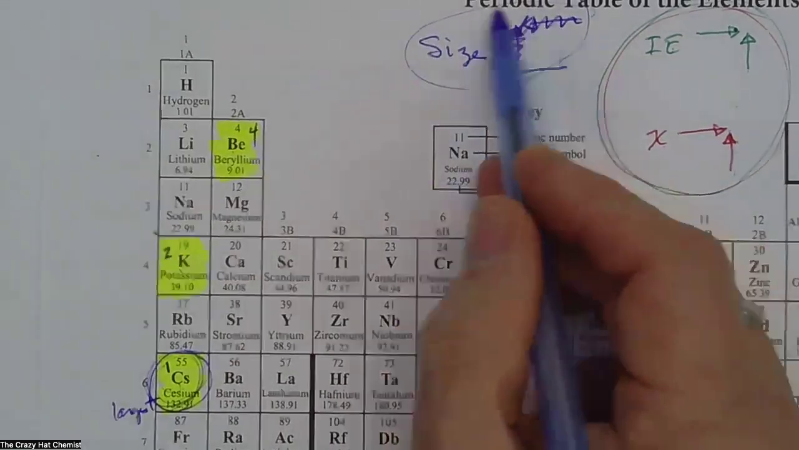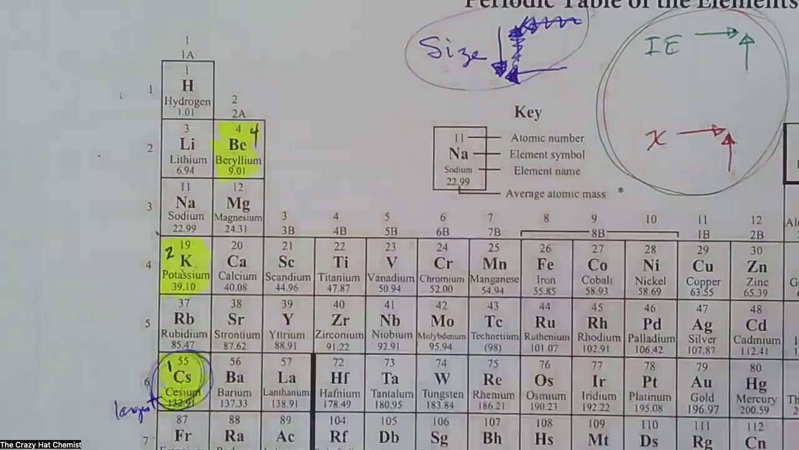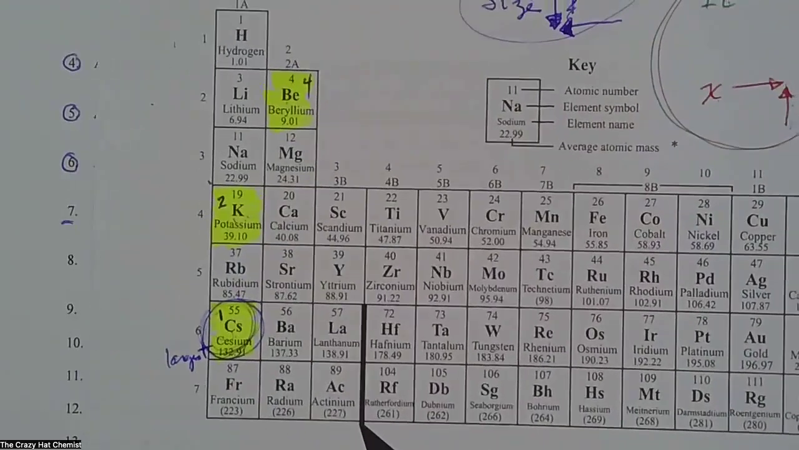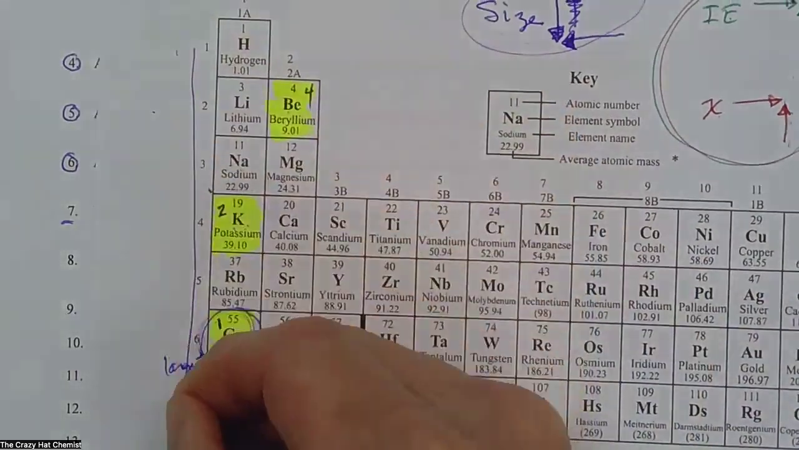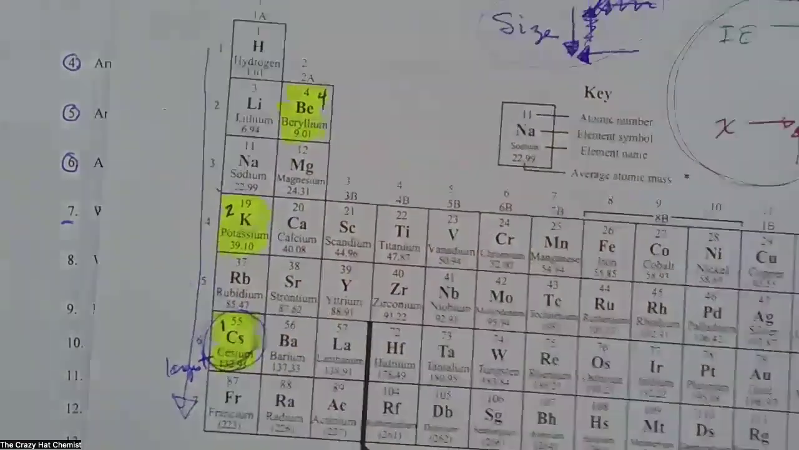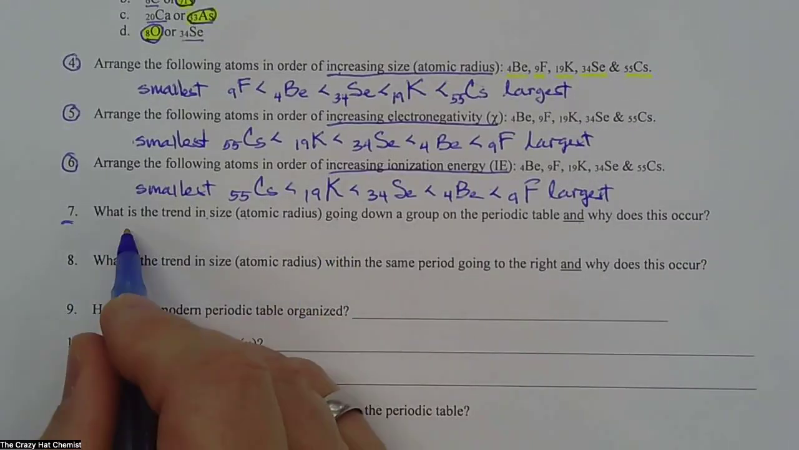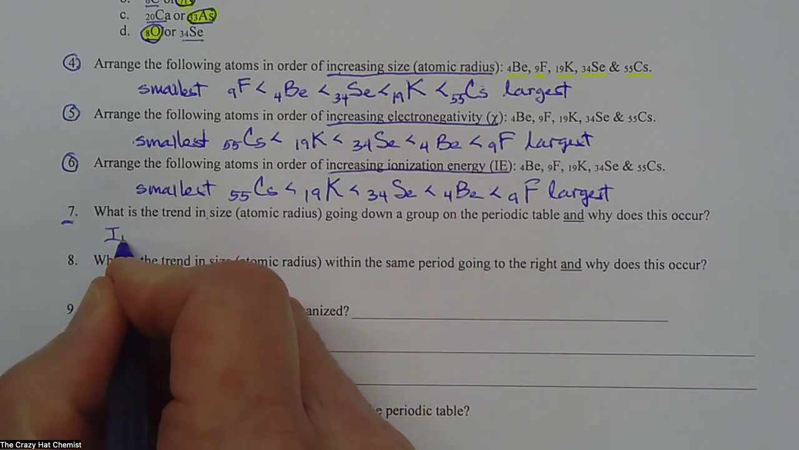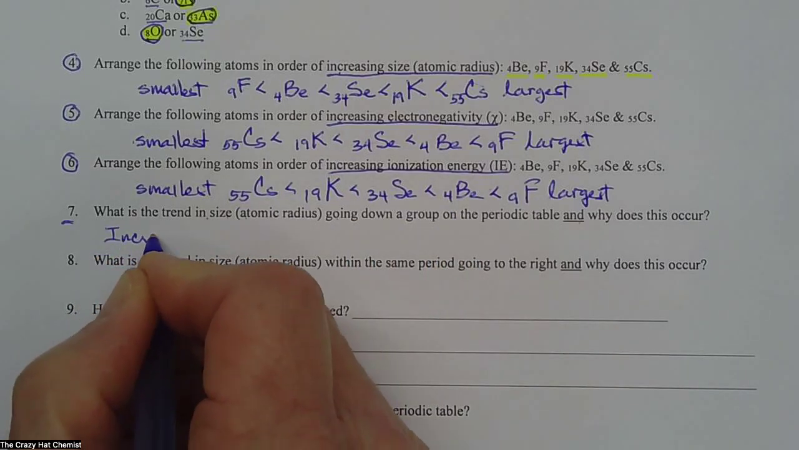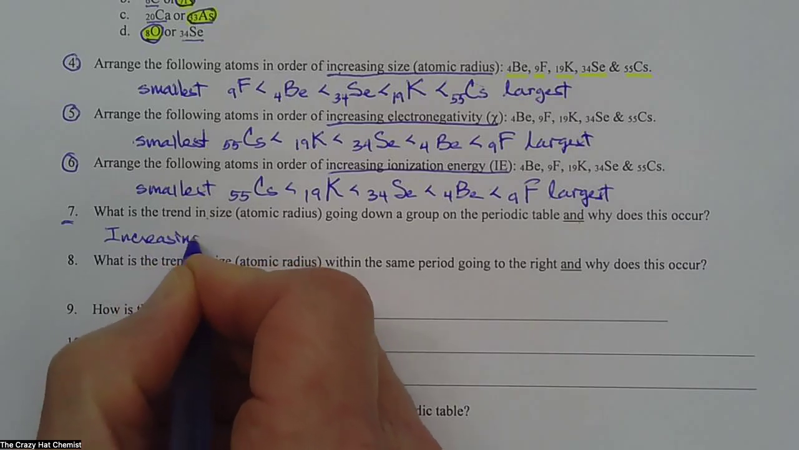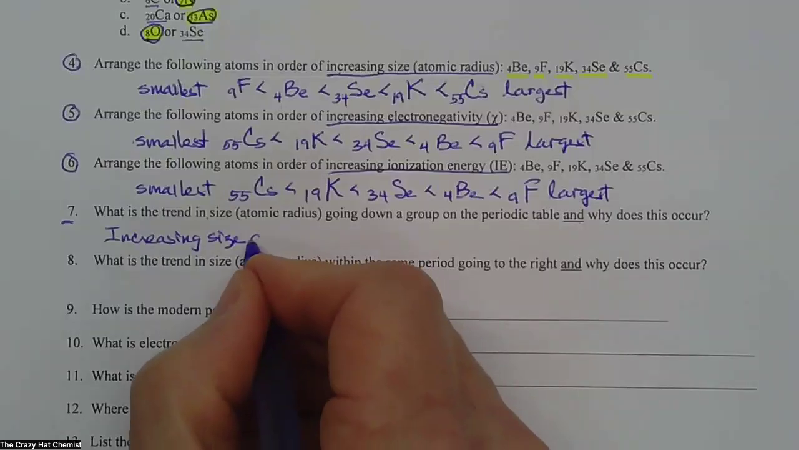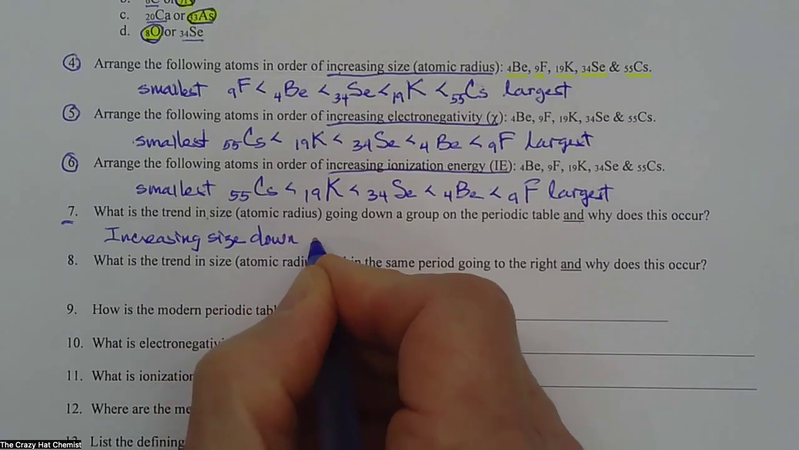So size, what happens to size as you go down a group? It increases. So what is the trend in size going down a group? Increasing size down a group.